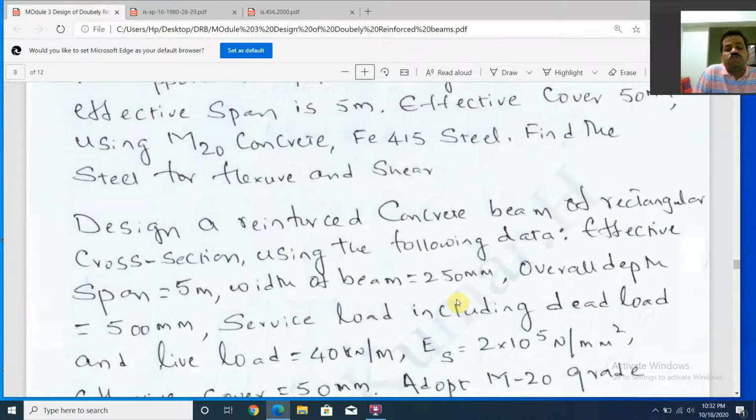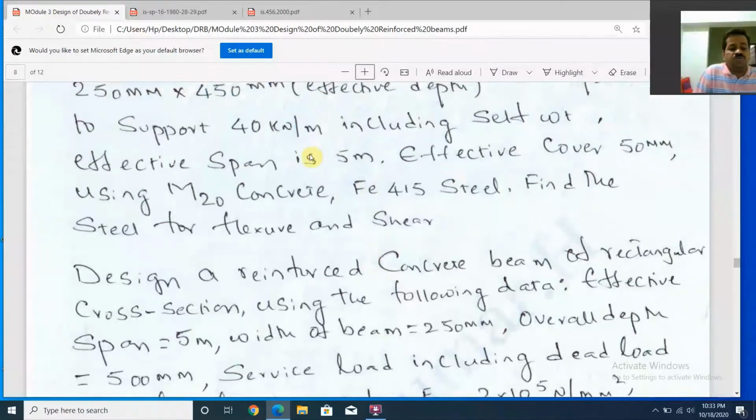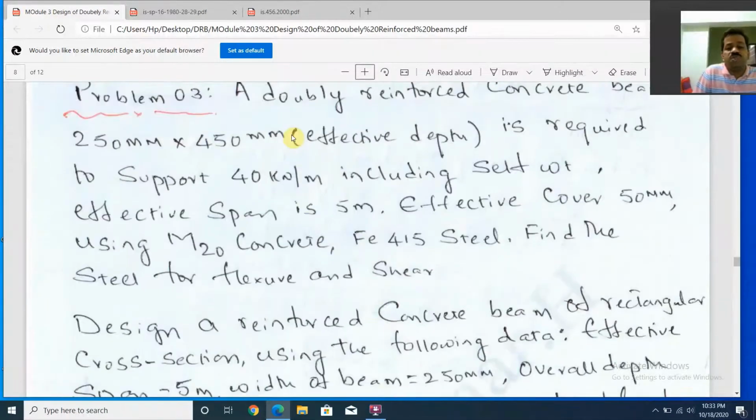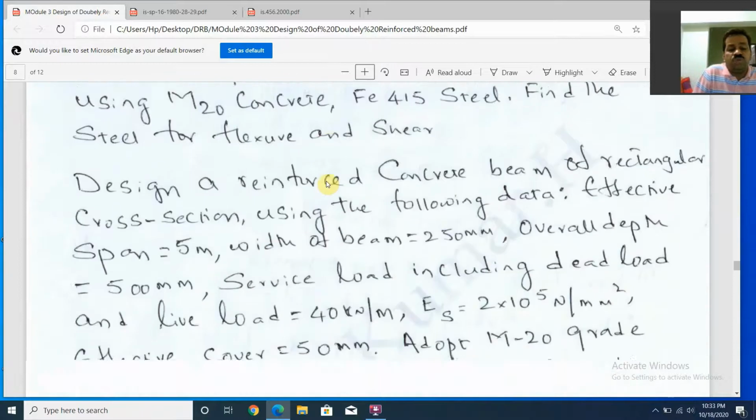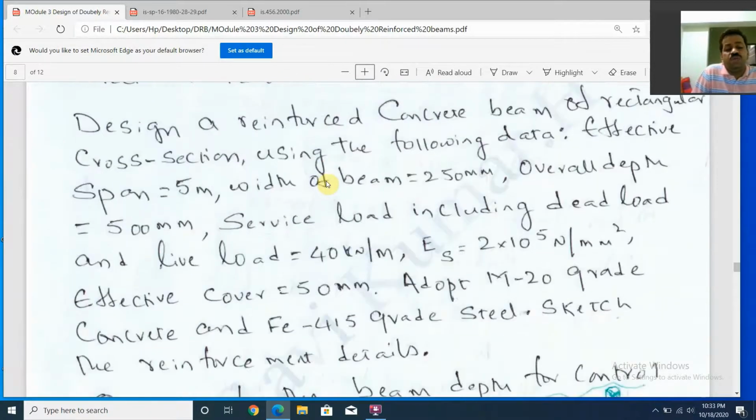Width of the beam is 250 mm. Overall depth is 500 mm. Observe the keyword here: service load including the dead load and the live load is equal to 40 kN per meter. Here this is not specified. Whenever it is not given, please take that as a service load only, or the working load, including the dead load and live load, 40 kN per meter.